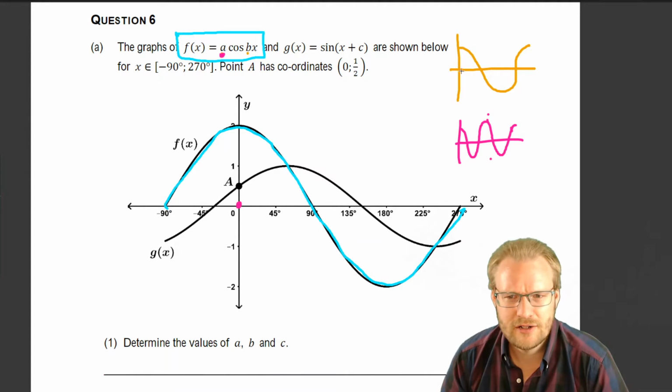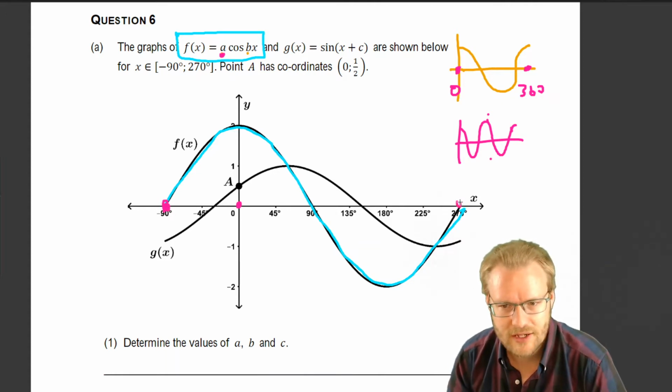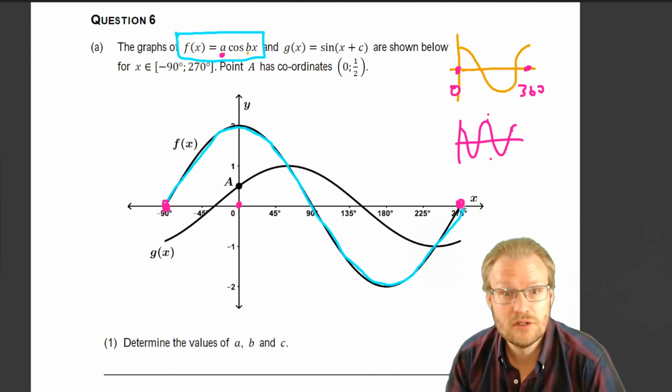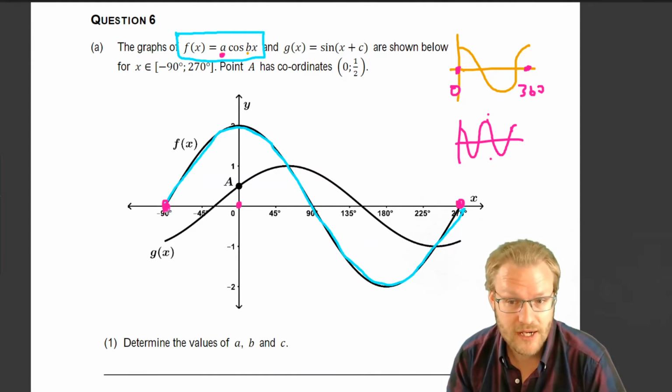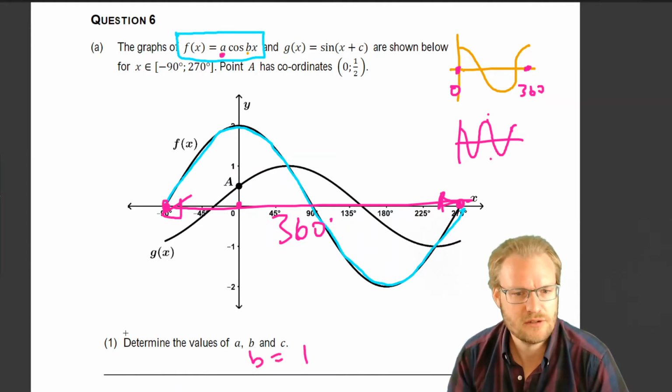What's the normal period of cos x? So this is 0. When does it start repeating itself? Well, at 360. What's the period of this graph? Well, 360, because look, from here, this whole distance here, this is 360. So the period hasn't changed. So actually, isn't B just 1? That is one of the easy ones to do.